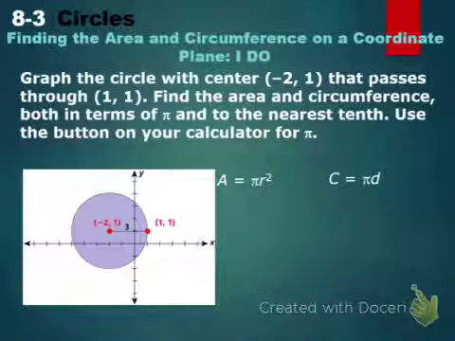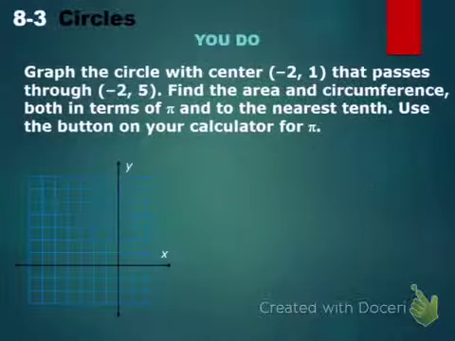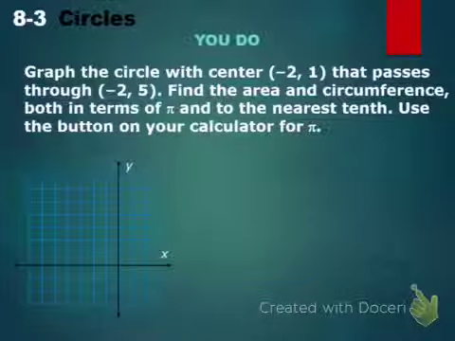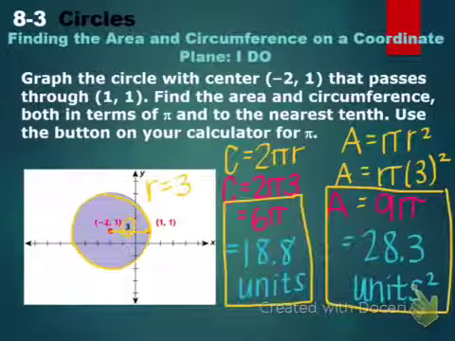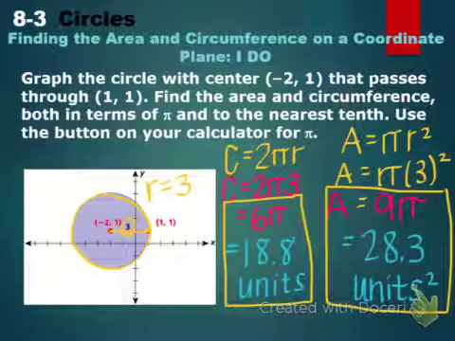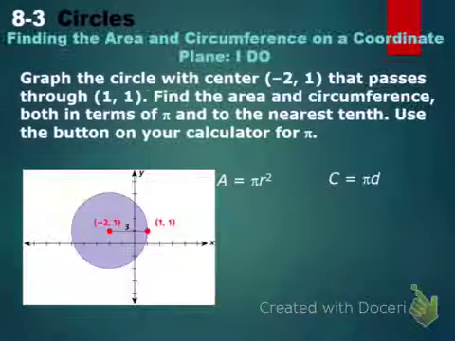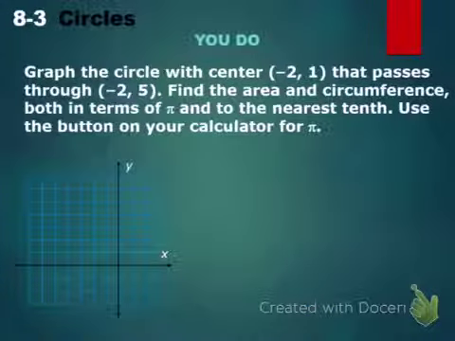Okay, my last question is for you to try. So graph the circle with the center -2, 1 that passes through -2, 5. And you're going to find the area and circumference just like I did before, both in terms of pi and to the nearest tenth. So you're going to be coming up with 4 answers just like I did. Circumference in pi and calculator, and then area in pi and calculator. So see how you do on that one.